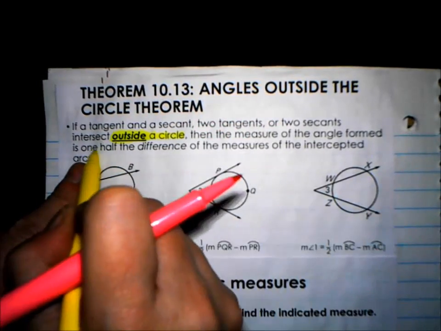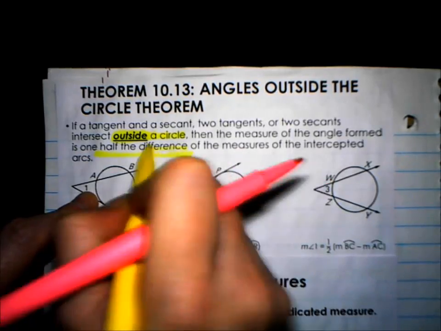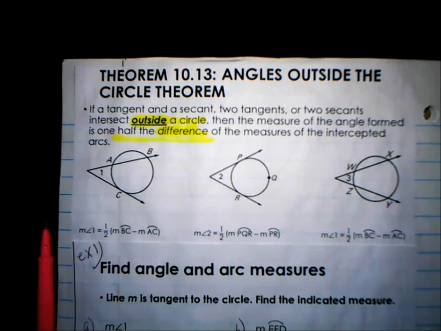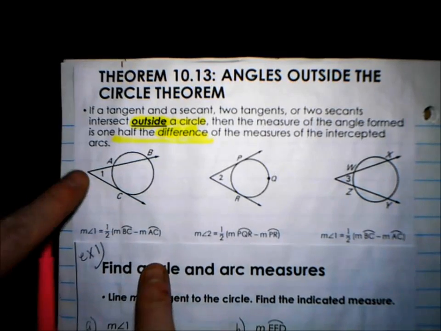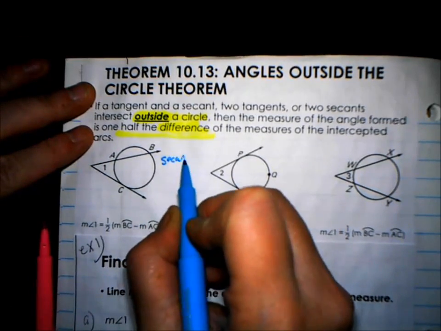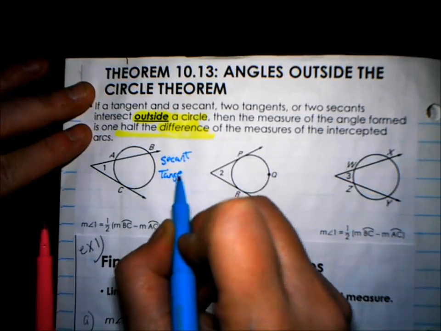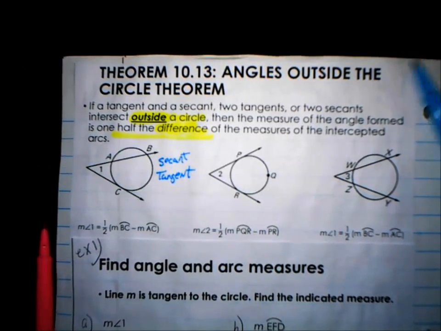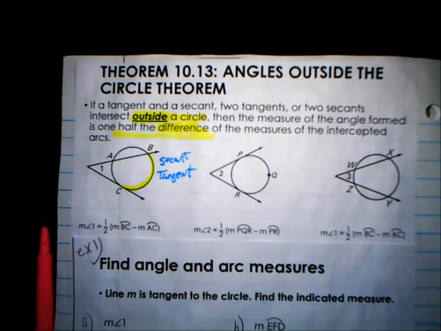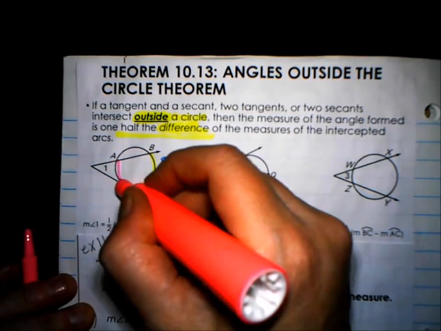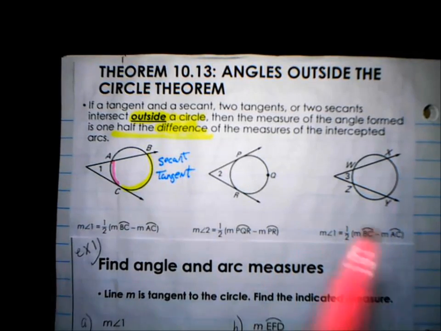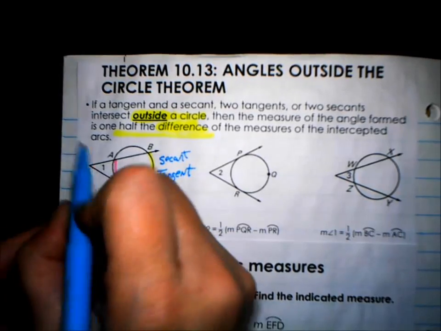then the measure formed is still going to be half, but it's going to be the difference this time of your arcs. So for the first example, there are actually 3 different cases here. The first one is a secant and a tangent. Here they took the measure of the big arc and subtracted the minor arc inside here to find the measure of angle 1. That was case 1.